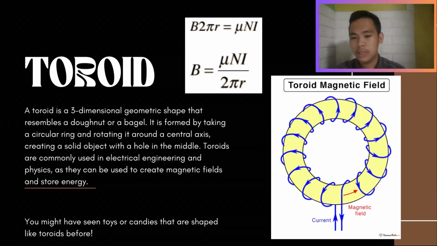So our formula now becomes the magnetic field B is equal to the permeability times the number of loops times the current divided by 2 pi r, since we're now looking into the magnetic fields generated in a toroid.